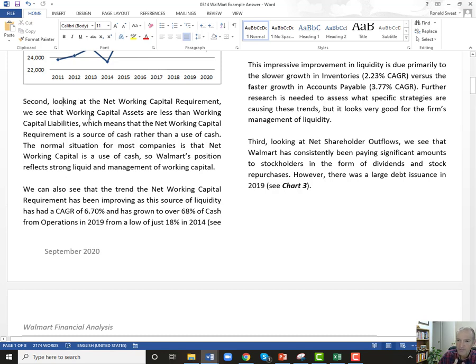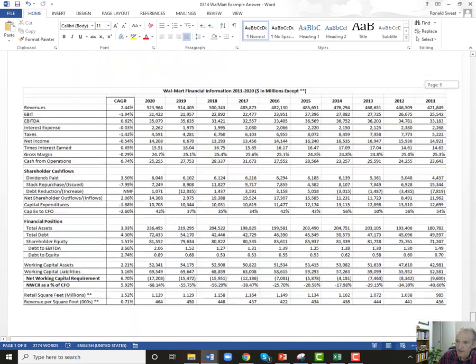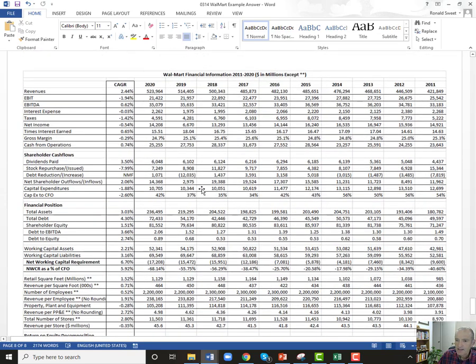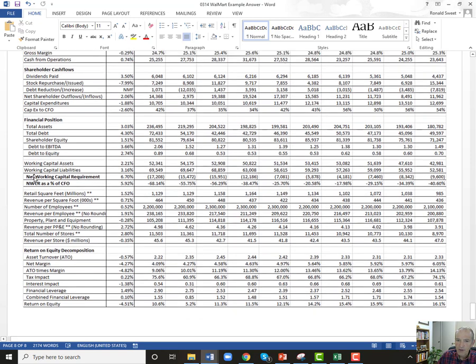You'll have to flip back and forth between the Excel document and the Word document. What you're going to do at the very end, if you go to the very end of this Word document, you'll notice that I copied and pasted the Excel table in here, and you'll want to do that as well. You'll have to clean it up some, and I'll talk about how to clean it up when we get into that. But we're talking about the net working capital requirements.